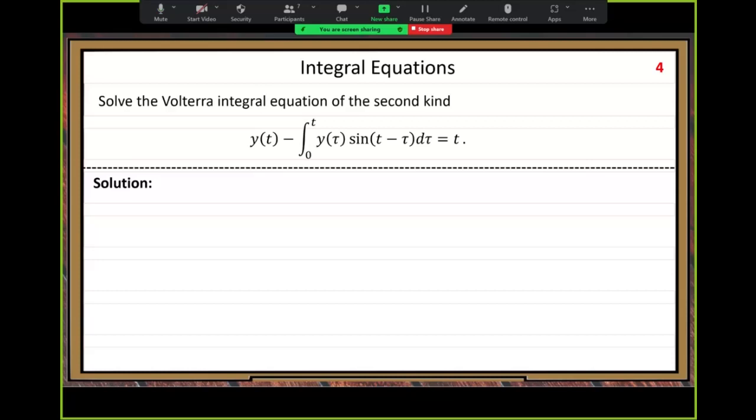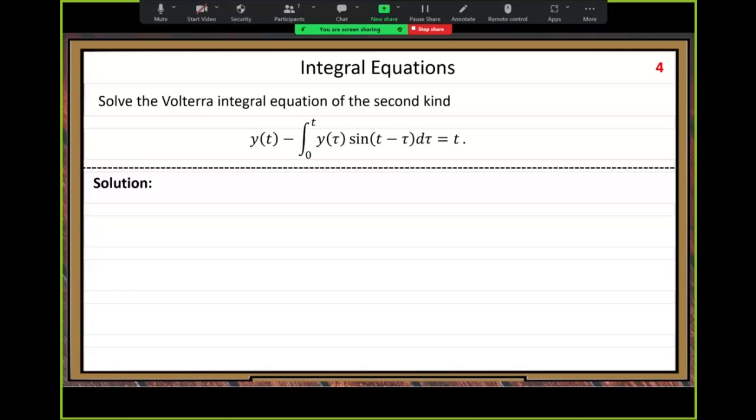Usually when you have an integral, people like to take a derivative to try to get rid of the integral. That's one way. But for this one, if you take the derivative, can you get rid of the integral? You cannot. The integral is still there.